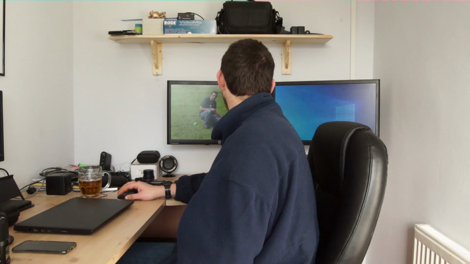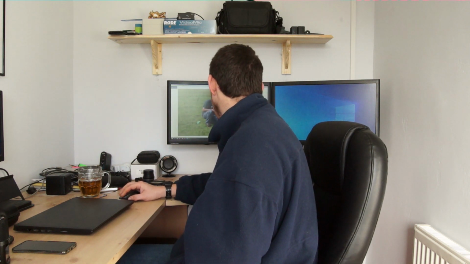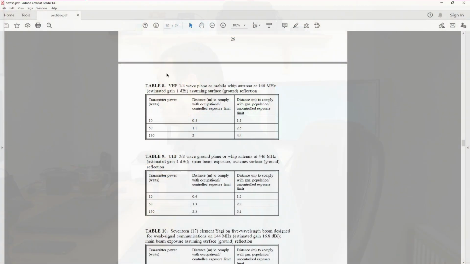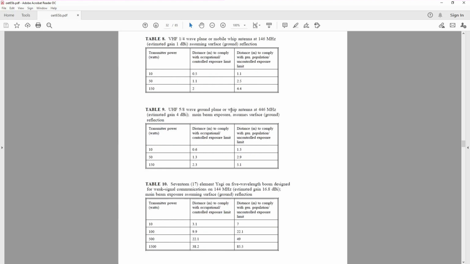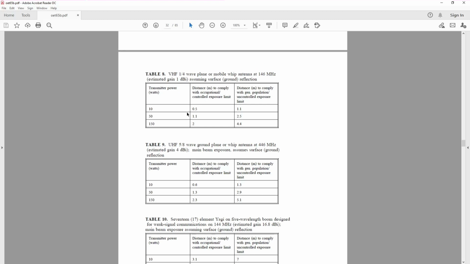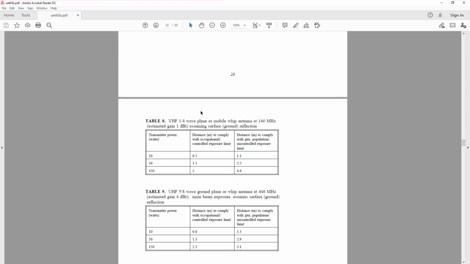And, yeah, interestingly, actually, it's a thought that's just come to my head. If we go back to, where is it? I need that PDF document. Hold on. There we go. So if I go back to here, I'm just interested. If you're using a handheld, I mean, it doesn't go down as low as 5 watts, but it's saying at 10 watts you should be half a meter away from the antenna.